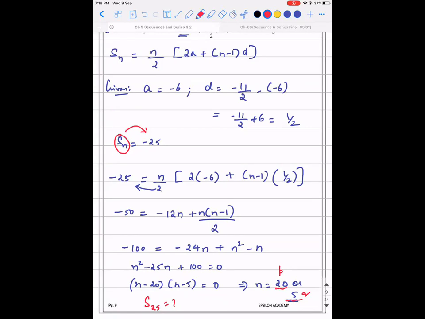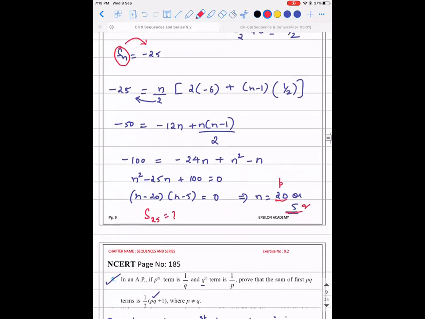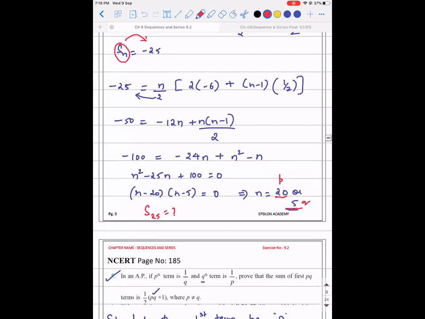Are you all there? Yes, sir. Are you doing it? Doing. Yes, sir. So I'll do it here. Sum of 25 terms is 25 by 2 into 2a, which is minus 12, plus n minus 1, which is 24, into d, which is half. So this and this will get cancelled, 12 times. Minus 12 plus 12 is 0. So are you able to understand?